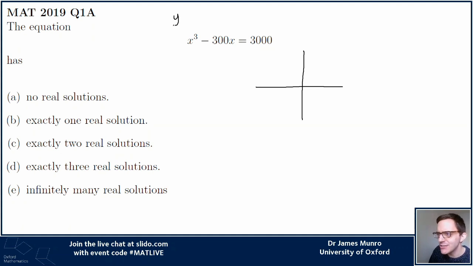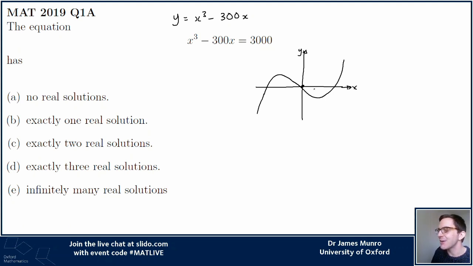Okay, so I'm trying to sketch the left-hand side here. y is x cubed minus 300x. We could subtract this 3,000 as well, but I'm choosing to just sketch the left-hand side. Later I'll sketch y equals 3,000 and look for intersection points. So that's going to be some cubic that goes through the origin, and it's a happy cubic like this.